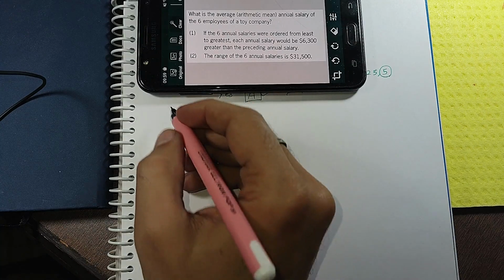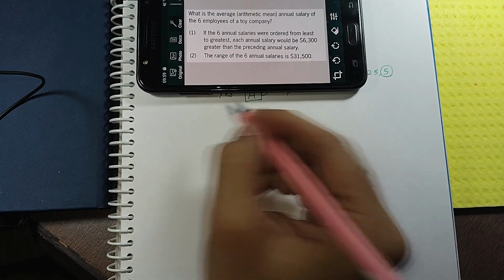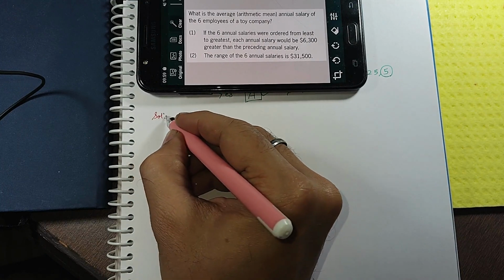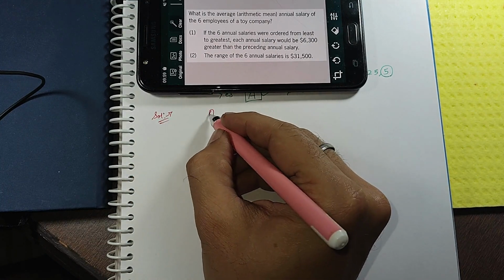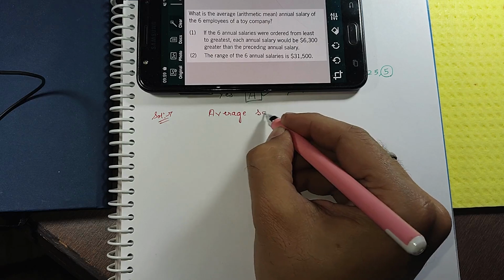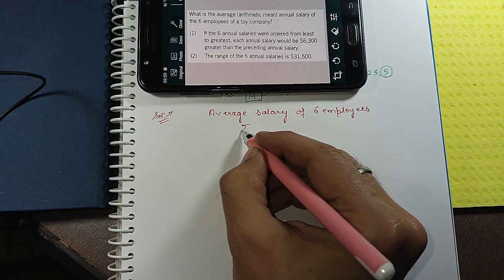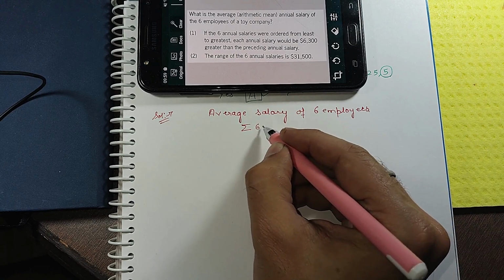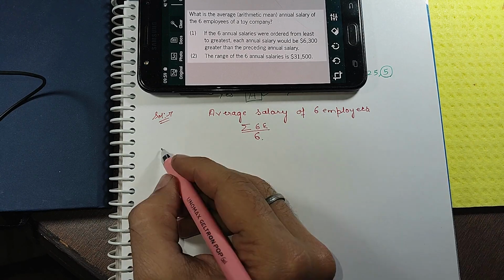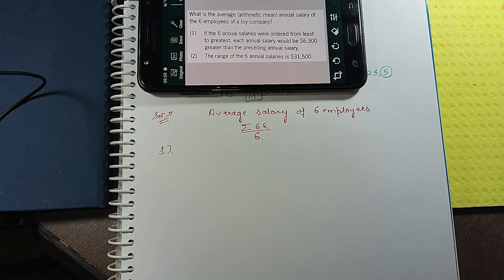What is the average arithmetic mean annual salary of 6 employees of a tie company? So we need to find the average salary of 6 employees. Right? So that will be given by the sum of the salaries of the 6 employees divided by 6. Now with this we move to statement 1.